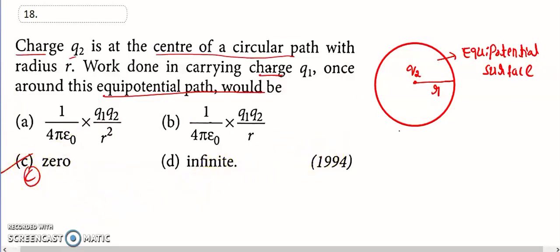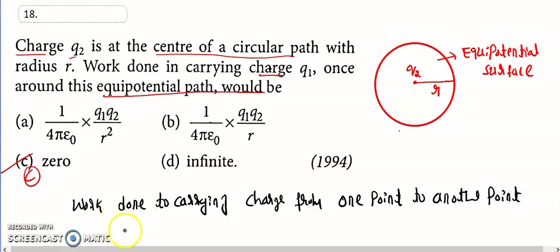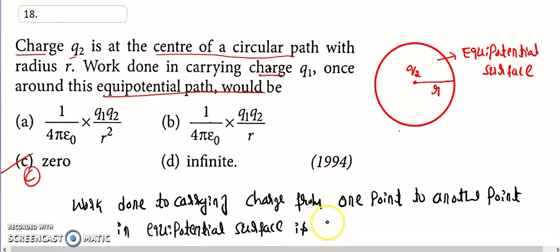Okay, work done in carrying the charge from one point to another point in equipotential surface is what? 0. So that is option C is the right answer for 18th.